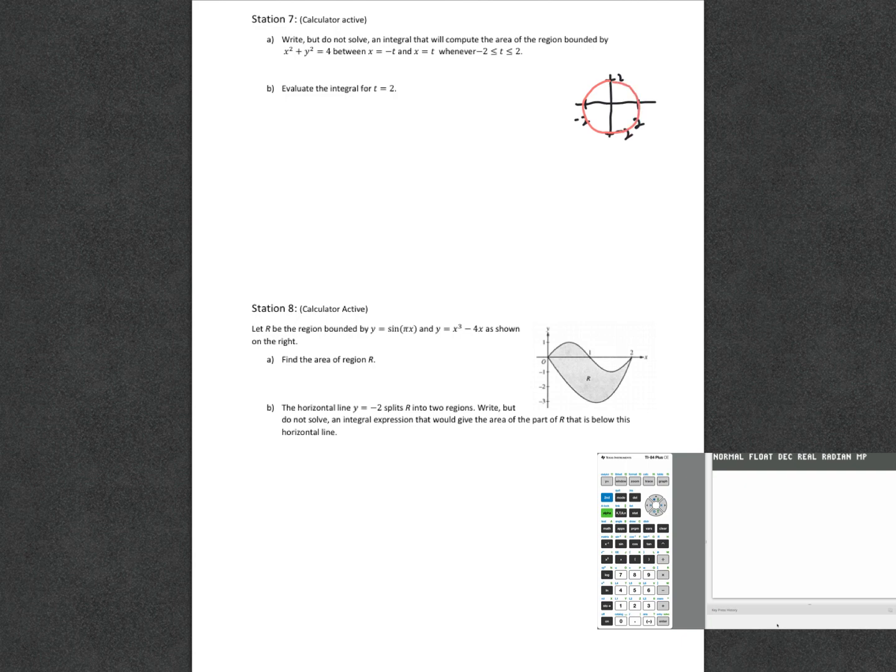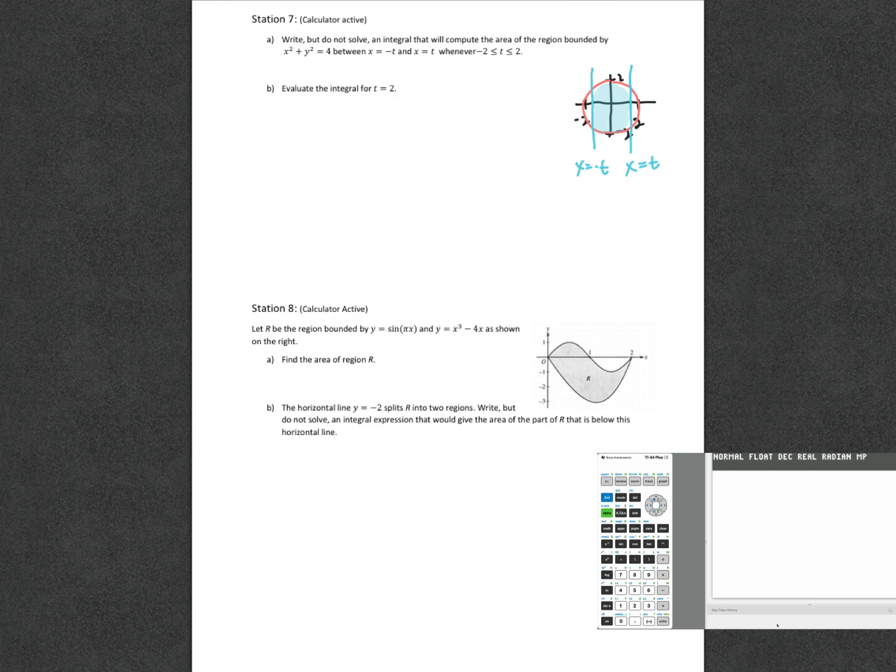All right, so they want the area of this, but they want it between negative t and t. So let's say maybe this is the line negative t, and then to make it symmetric, maybe that would be t there. So in this case, they're wanting this area here, just in between those two t values, negative t and t.